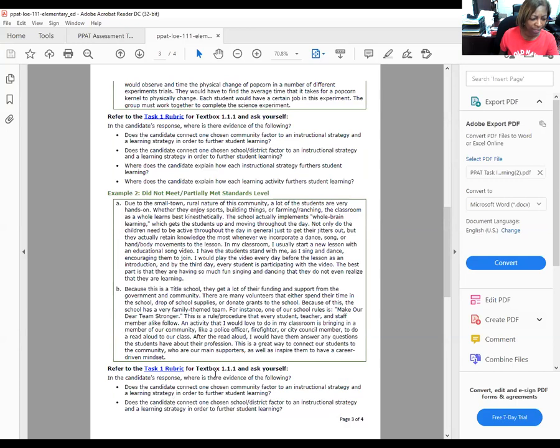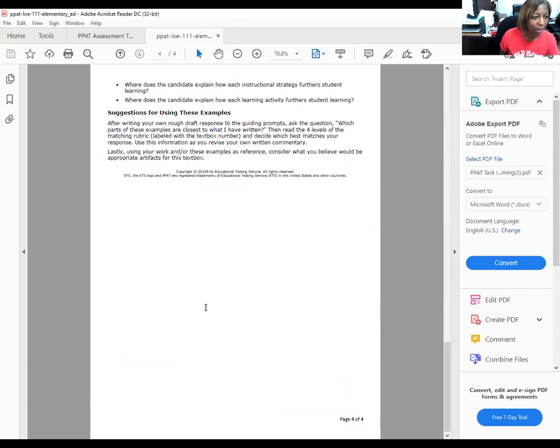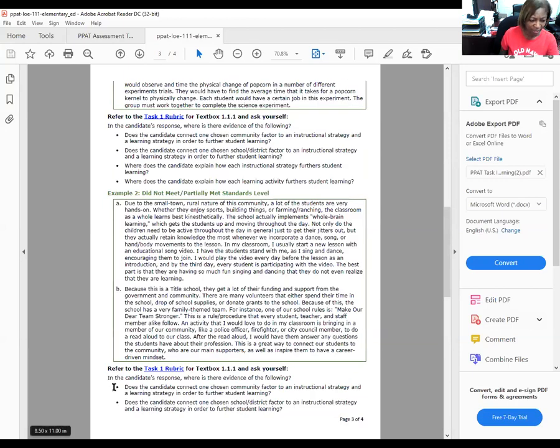And once you read that, the only thing that you have to do to submit to me will be to respond to these statements here. Refer to task 1 rubric for text box 111 and ask yourself, does the candidate connect one chosen community factor to an instructional strategy? Read and answer the question.